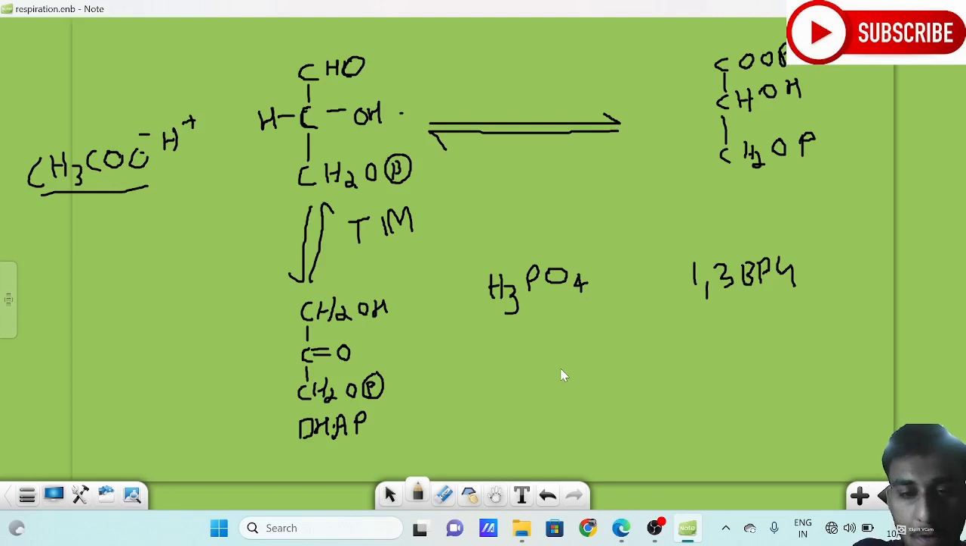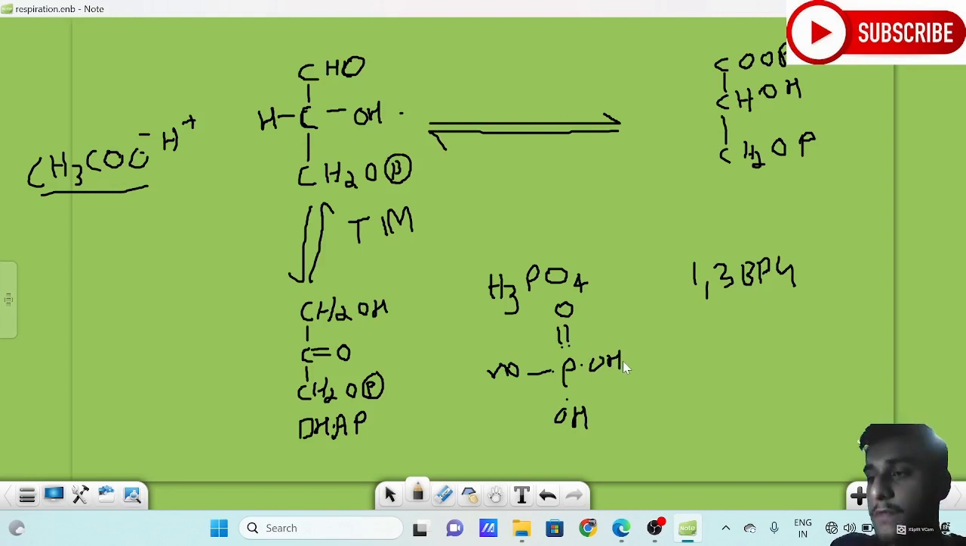Phosphorus is the 15th element in the periodic table. So the electronic configuration will be 2, 8, 5, which means the valence electrons contain 5 electrons. So I will draw the structure 1, 2, 3, 4 and 5. This is held with oxygen. The rest of them have a hydroxyl group within it. This is the structure of phosphoric acid.